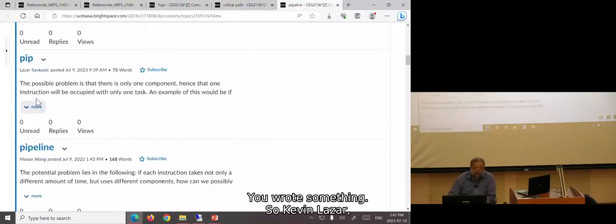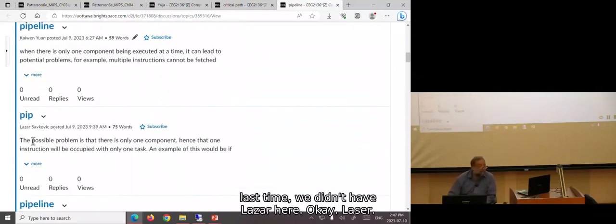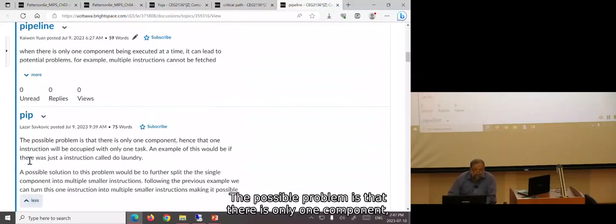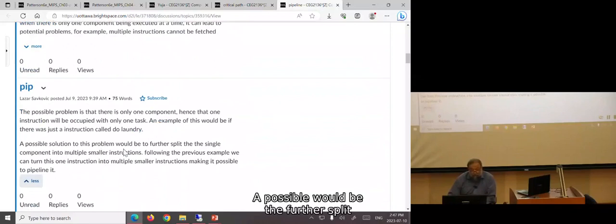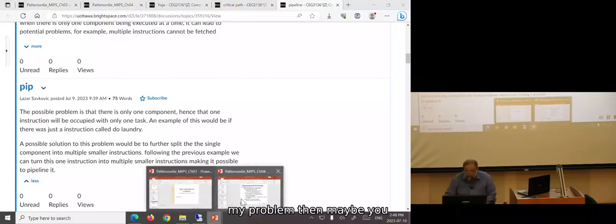So Kevin, Lazar. Last time we didn't have. Lazar is here? Yeah. Okay. The possible problem is that there is only one component, hence one instruction will be occupying it with only one task. So a possible strategy would be to further split the single component into multiple smaller parts. You are right about how to do pipelining, but still let me explain my problem.